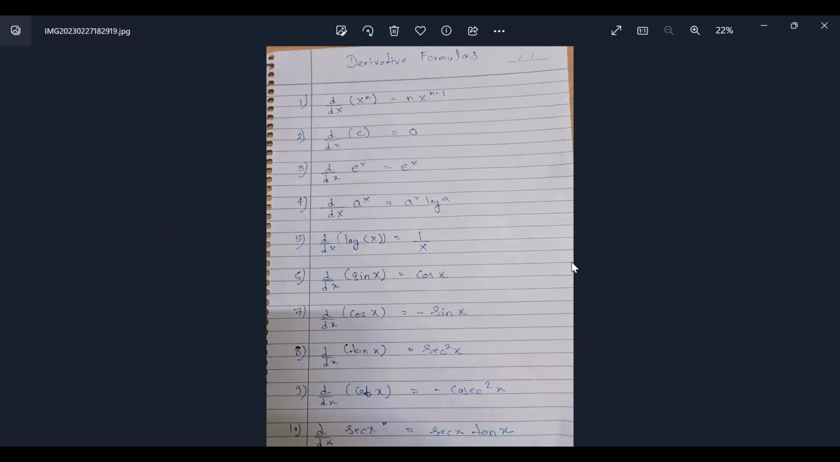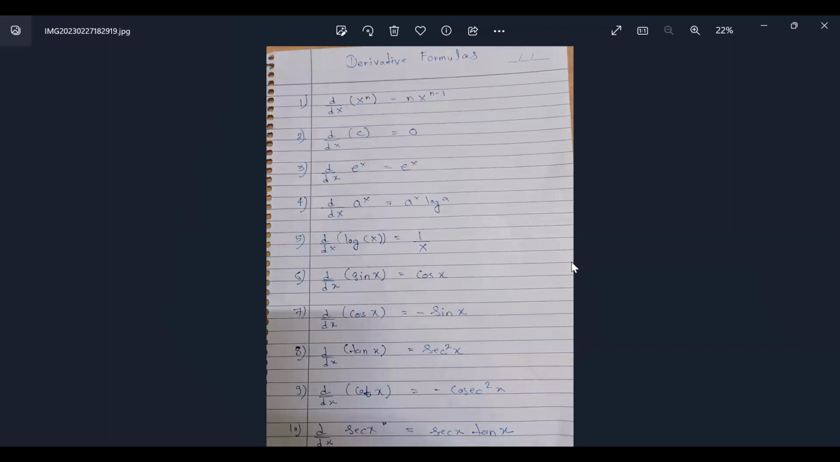So just try to remember in this way. So the final derivative of x raised to n is n into x raised to n minus 1. N comes down, the value of x decreases by power 1.